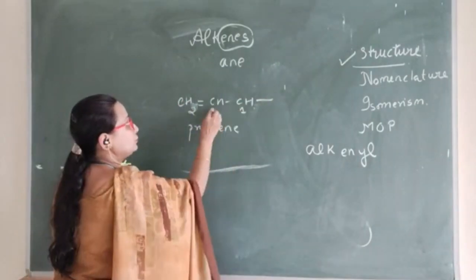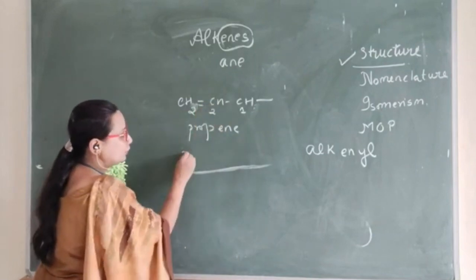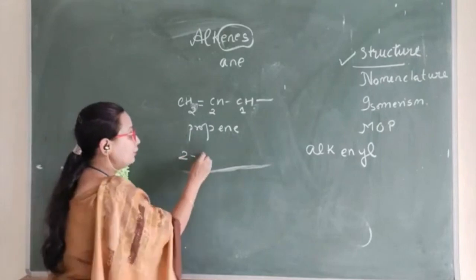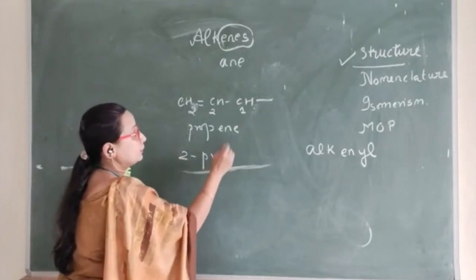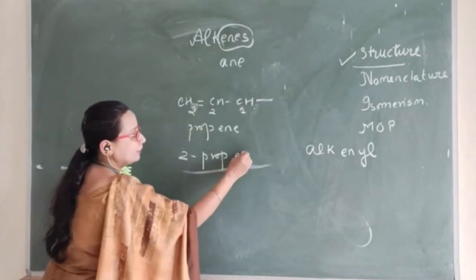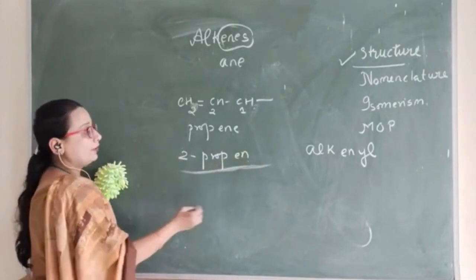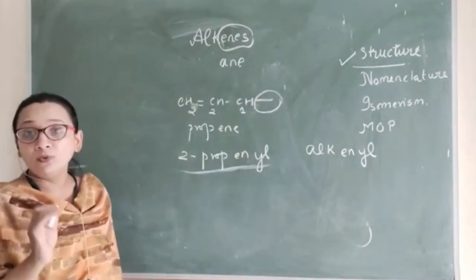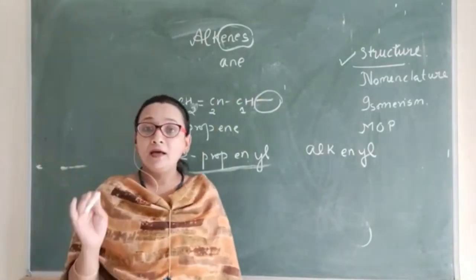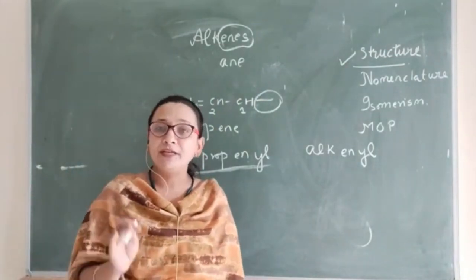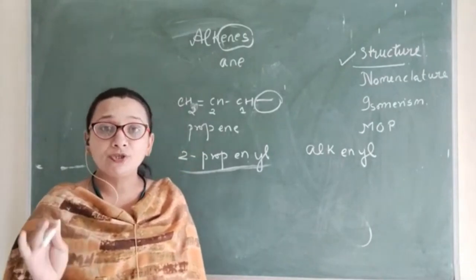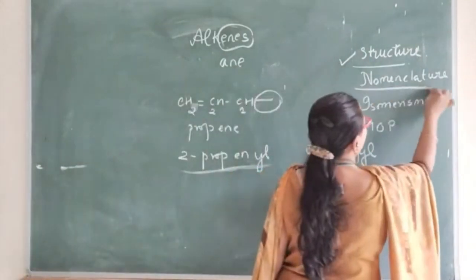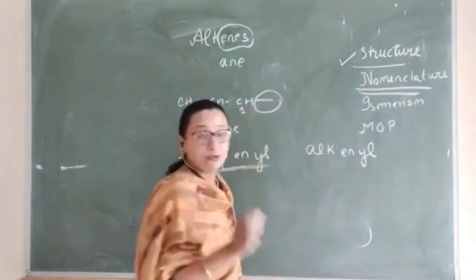It is 1, 2. So this will be called 2, because the double bond is between 2 and 3. 2-prop, because there are 3 carbons; en, because there is a double bond; and yl, because it is a radical. So this is how the alkenyls are labeled or numbered. We have taken detailed nomenclature also in the previous classes.